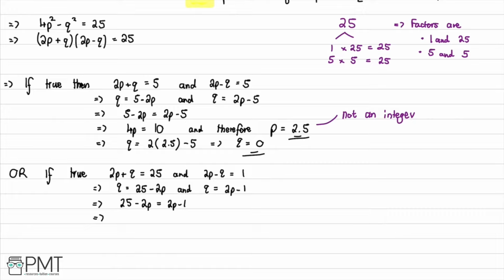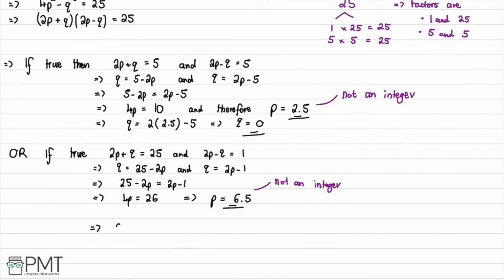Therefore, rearranging these, we'll have that 4p is equal to 26. So therefore, we put this into our calculator, 26 over 4, and we know that this gives us that p is going to be equal to 6.5. So again, this is not an integer. And we can then say that q is going to be equal to 2 lots of p, so 2 lots of 6.5, minus 1. What's that going to be? That's going to be 2 lots of 6.5, that's 13. We subtract 1, that is equal to 12. So therefore, we can see, again, this is not going to be an integer.